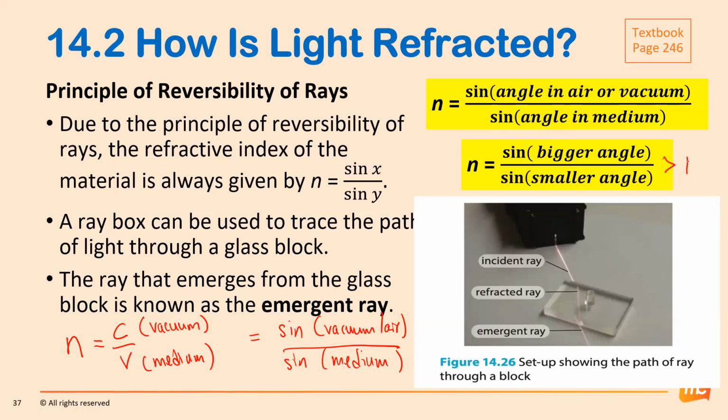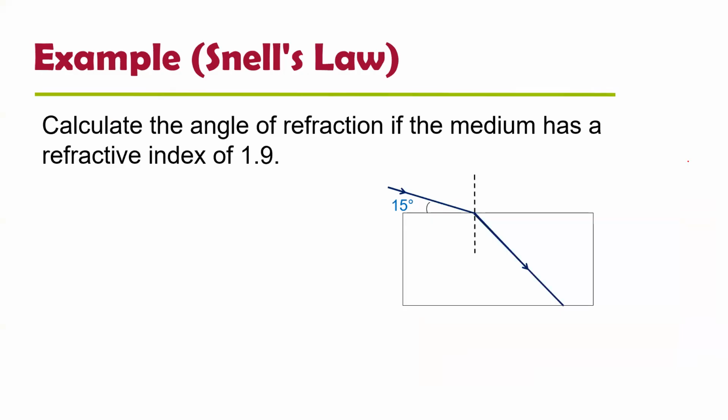Okay, so we look directly into the examples. You can see this: calculate the angle of refraction if the medium has a refractive index of 1.9. So they have given you the refractive index and I want to calculate the angles. Again, you come back to the formulas for refractive index. The first one is N equals C over V, which is in terms of speed of light. And the second one, N equals sine i over sine r, which is in terms of angles. Now I'm not interested in speed of light. I'm interested in the angle. So I'm definitely going to use the second formula.